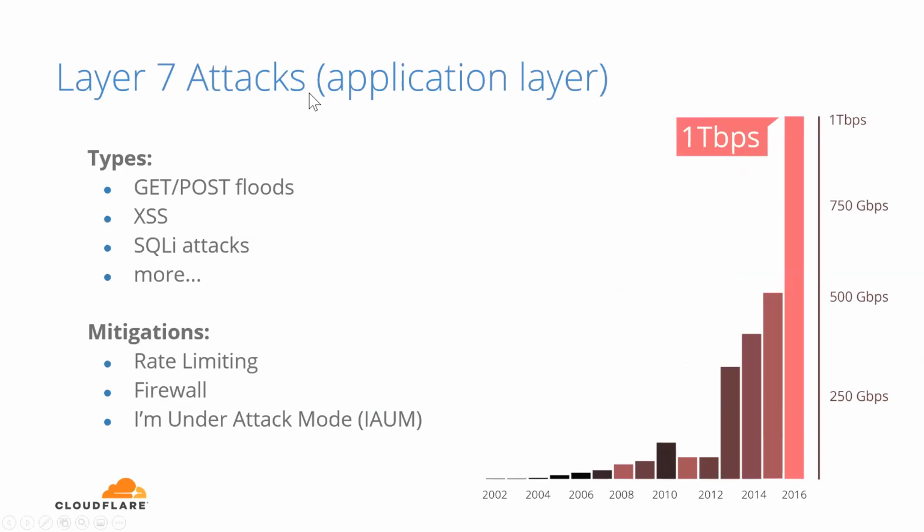For layer 7, the types of attacks considered layer 7 are GET or POST floods in HTTP DDoS, cross-site scripting, and SQLi attacks. Actually this one does not really relate to DDoS attack, but these are layer 7 attacks, which might not be volumetric, but are more about the quality of the attack itself. The mitigation from Cloudflare is rate limiting, firewall, and I'm Under Attack mode. On top of that, we have other solutions like bot management.